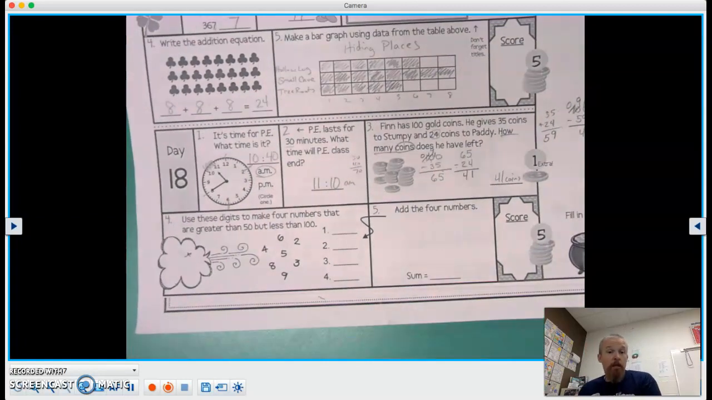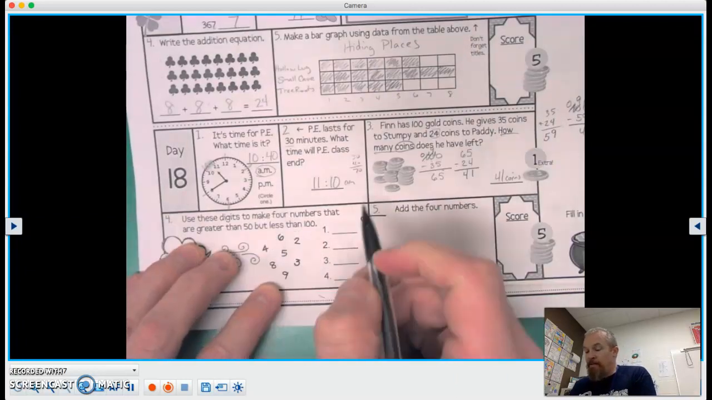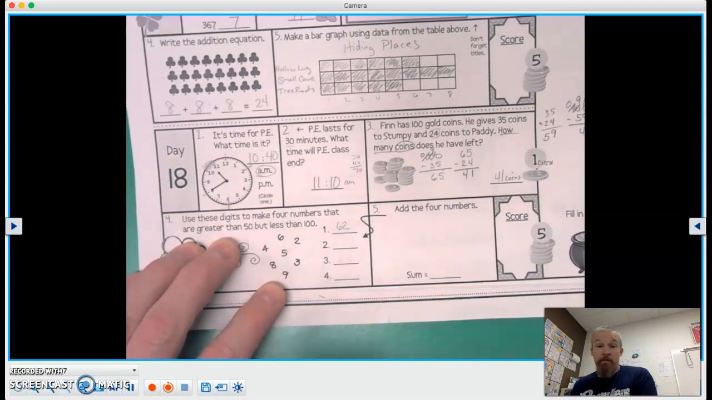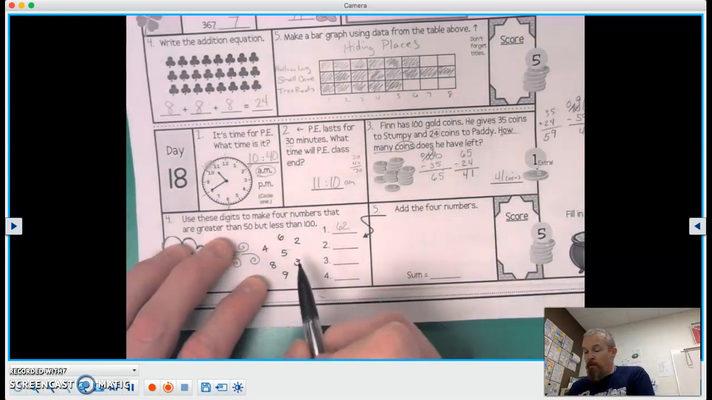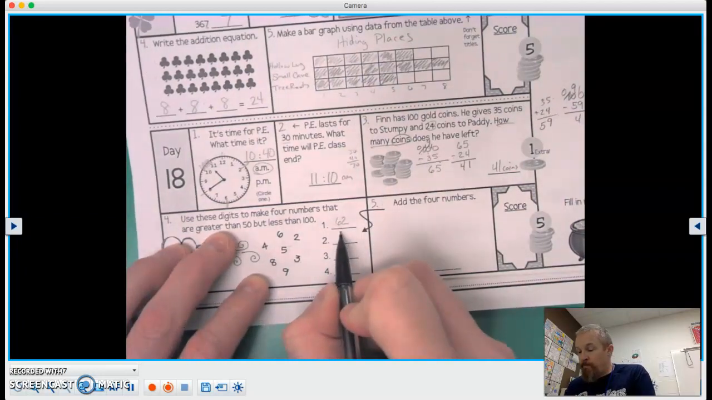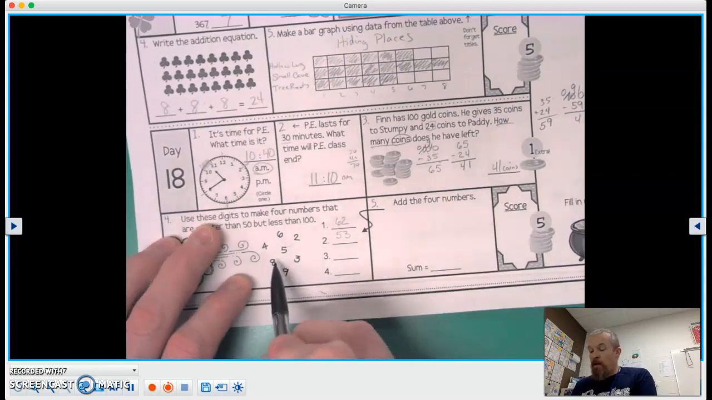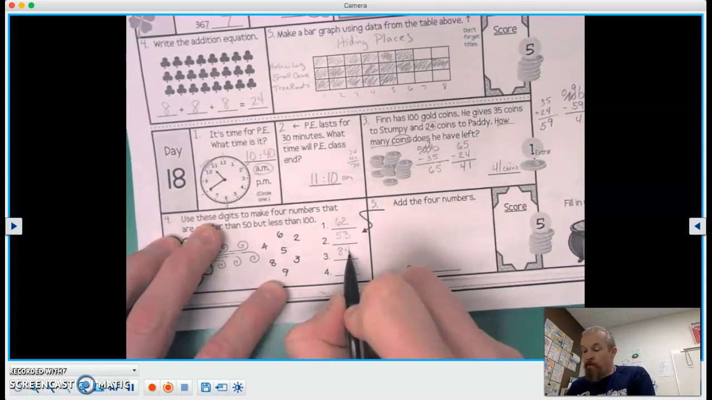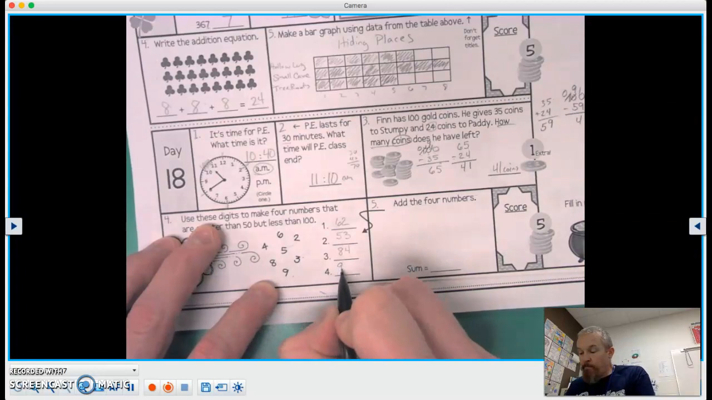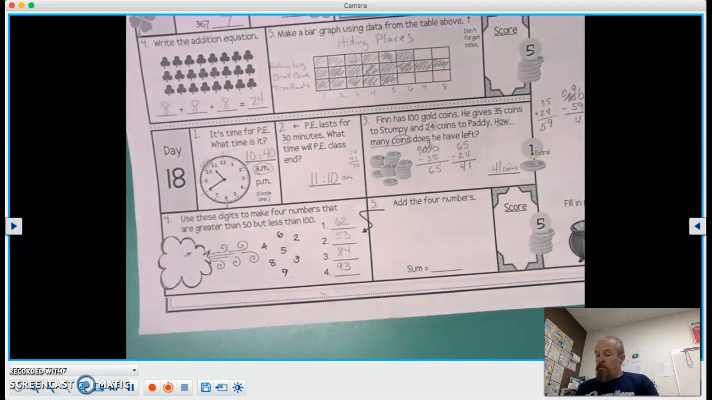Number 4. Use these digits to make four numbers that are greater than 50 but less than 100. Okay, well, let's go 62. That is greater than 50 but less than 100. We can go 53, 84, and 93. There we go. So I have four numbers. They're greater than 50 but less than 100. So they're all two-digit numbers.